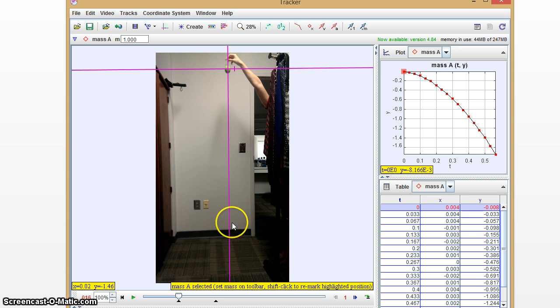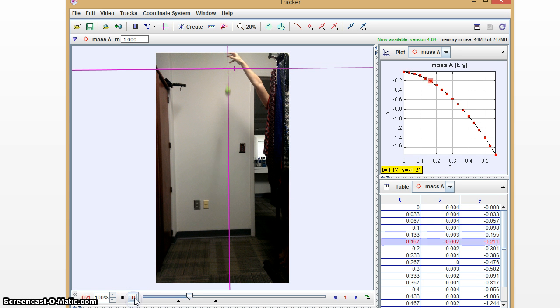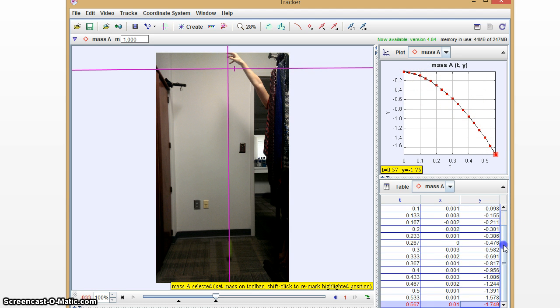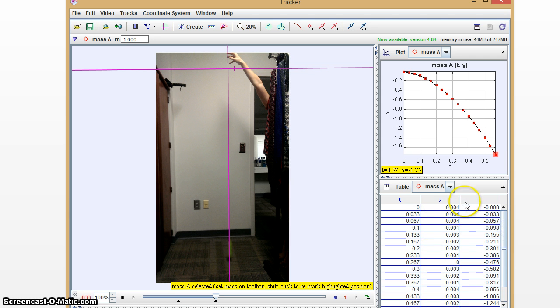Here is the motion of the ball in Tracker. As you can see, I dropped the ball in the negative y direction, and the position versus time graph is here, and it's parabolic, and then the data table is here. And then let's look at the code.